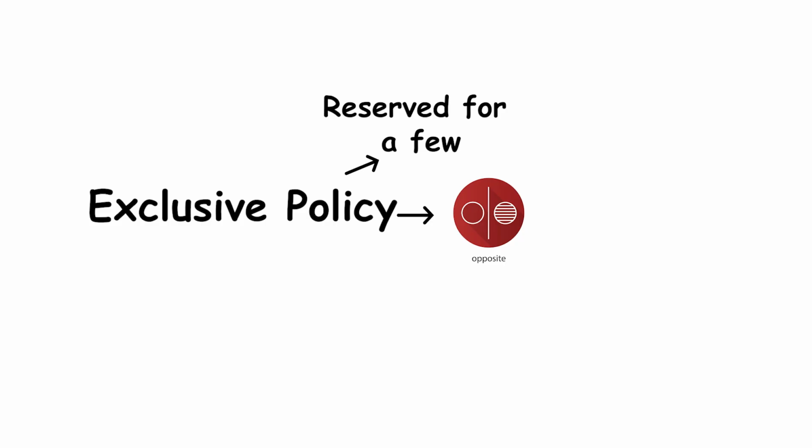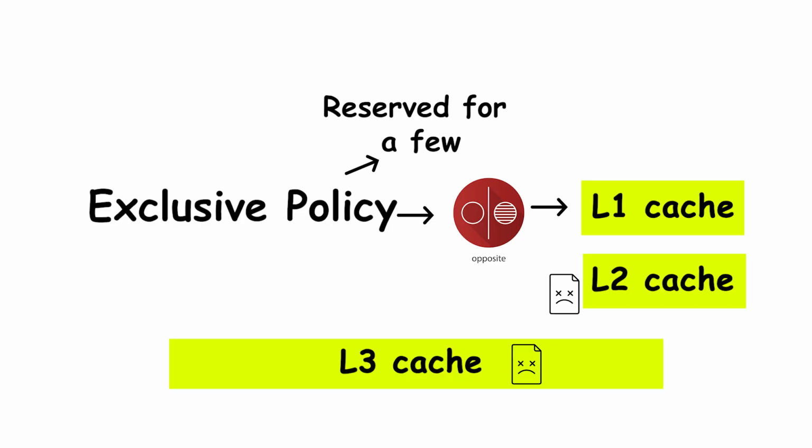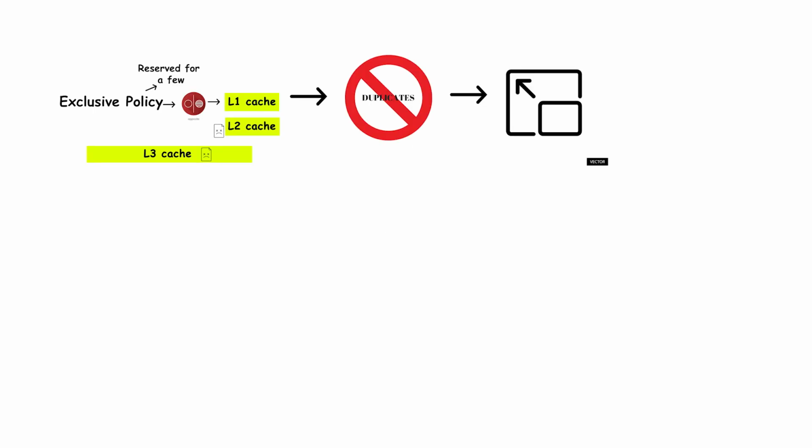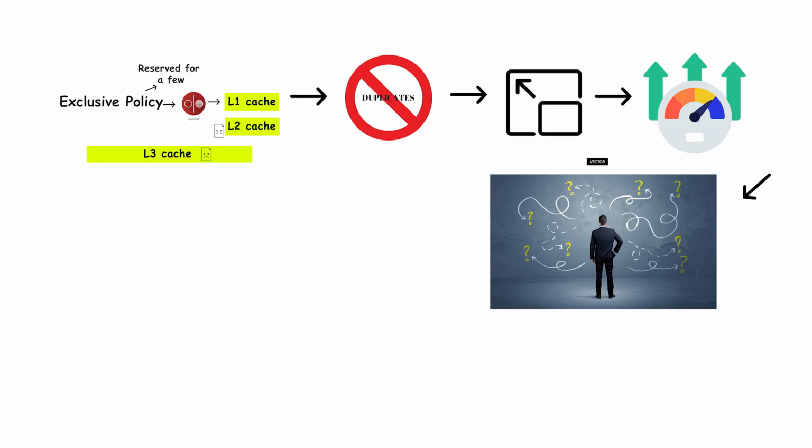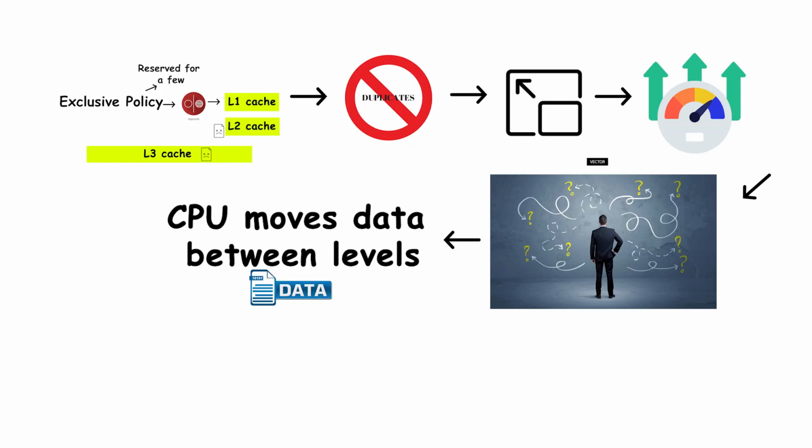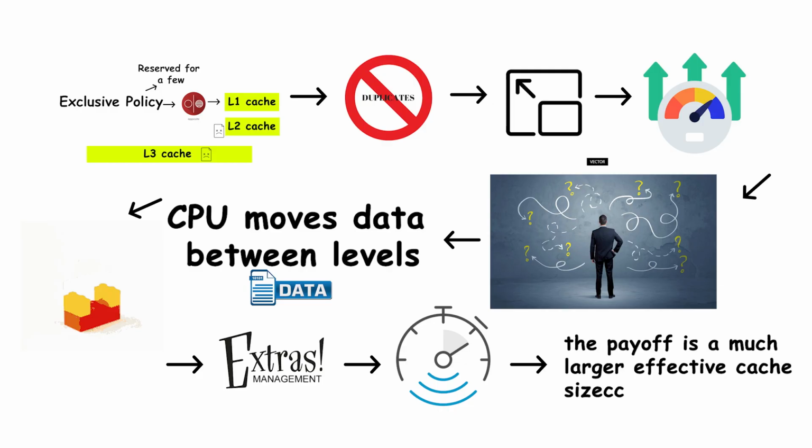Exclusive policy. An exclusive policy takes the opposite approach. If data exists in level 1, it does not exist in level 2 or level 3. Each level stores unique blocks. This prevents duplication and maximizes total capacity across all caches. The advantage is efficiency, no wasted space. The drawback is complexity. When the CPU moves data between levels, it must constantly shuffle blocks up and down to maintain exclusivity. This extra management can slightly increase latency, though the payoff is a much larger effective cache size.